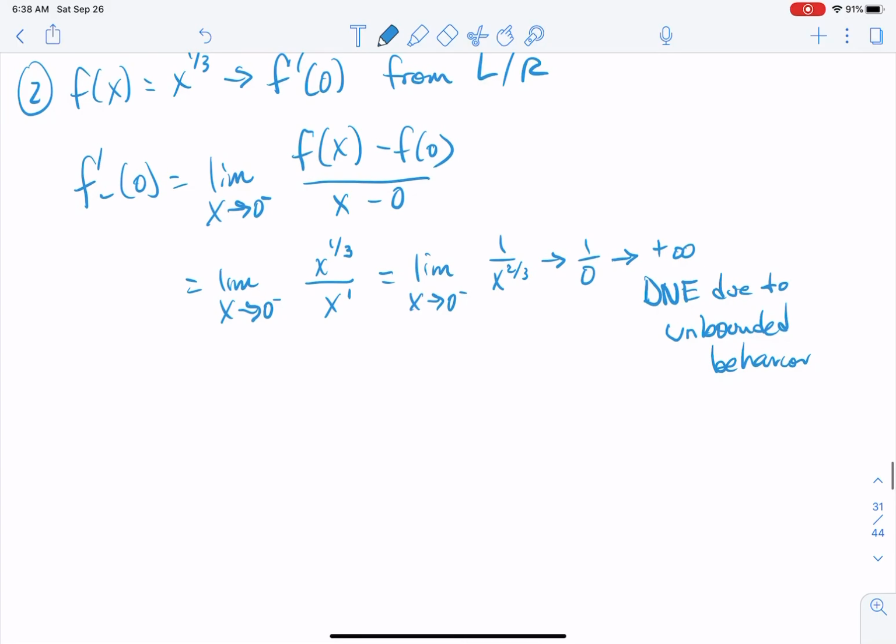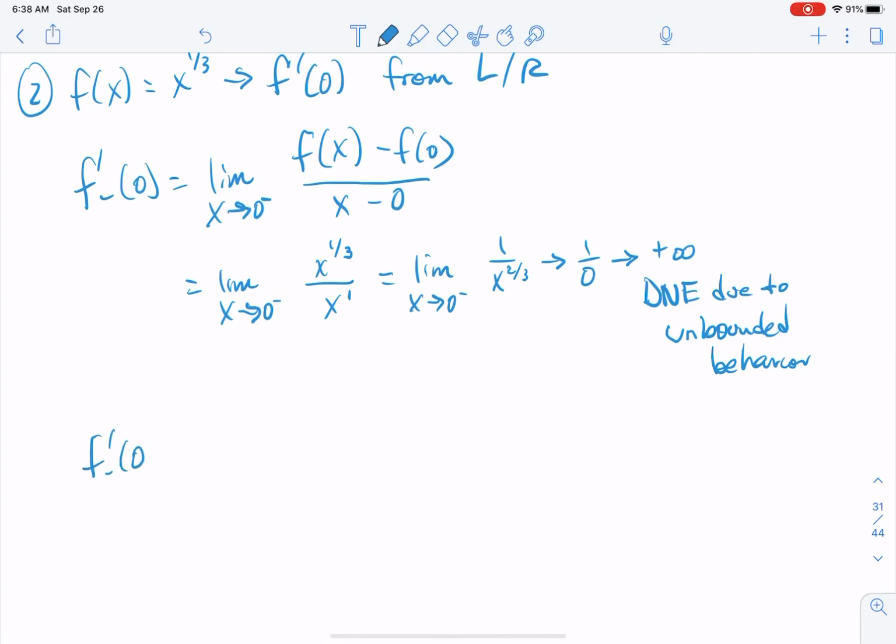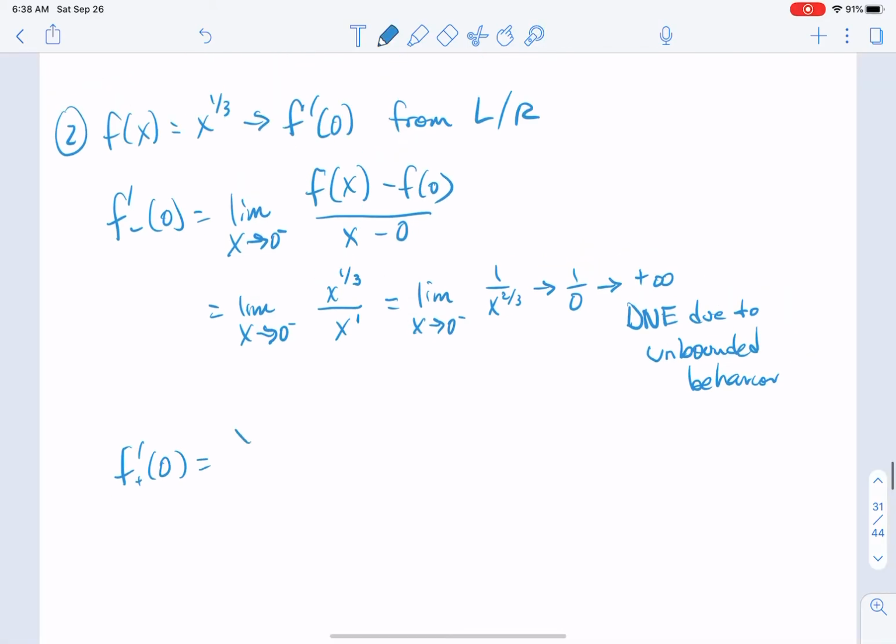Right? And then, let's do the same thing on the right-hand side. I wonder if it's going to be any different. Oh, don't forget your little plus sign. Derivative from the right is equal to, you know what, I'm going to just jump down here. It's going to be exactly the same as this one. You need a limit. Limit as x goes to 0 this time from the right. X to the 1/3, x to the first would simplify to the same thing that we had before. 1 over x to the 2/3.